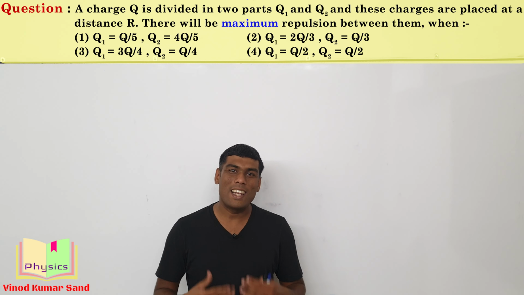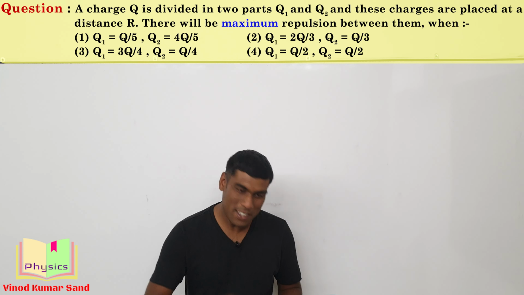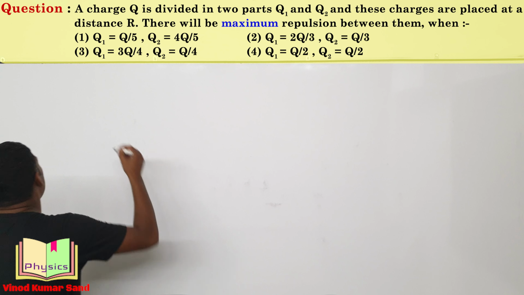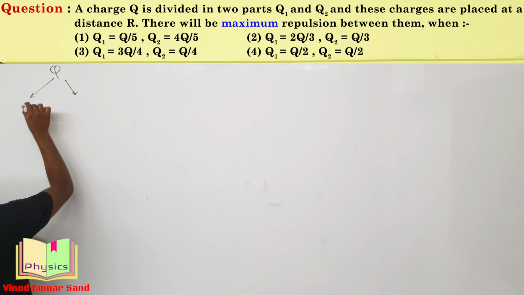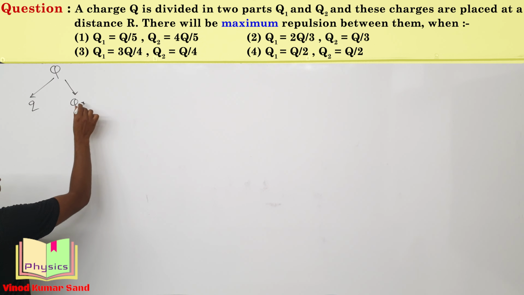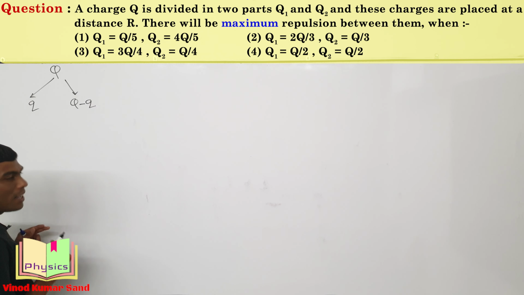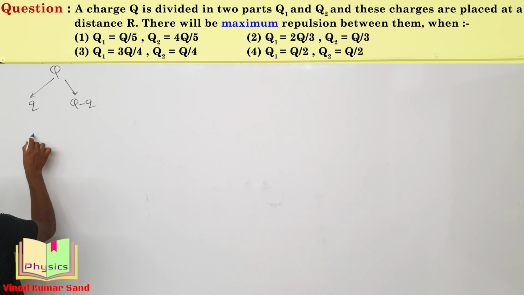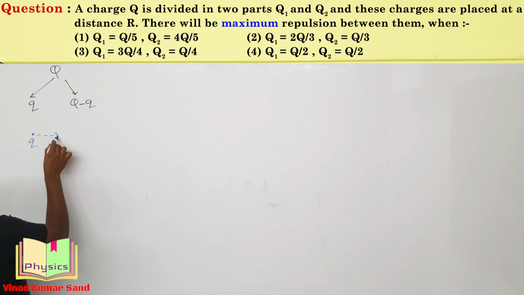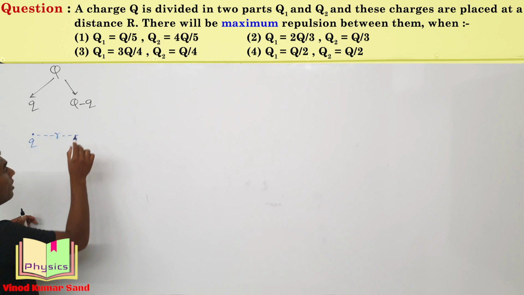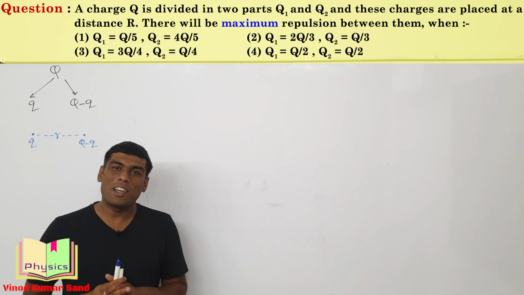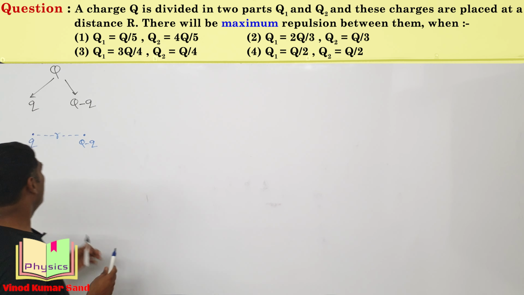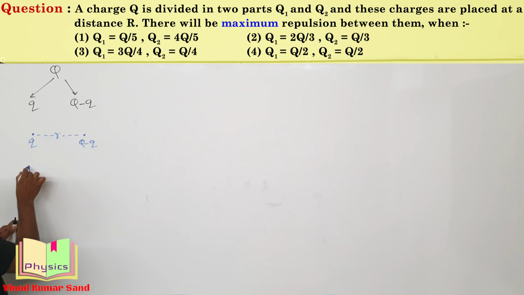To solve the question, let us divide the charge capital Q in two parts. So writing that here, capital Q has been divided in two parts, small q and capital Q minus small q. Then these point charges are placed at a separation r apart, and we have to find the maximum value of the force of repulsion. So let's write the expression of the force.